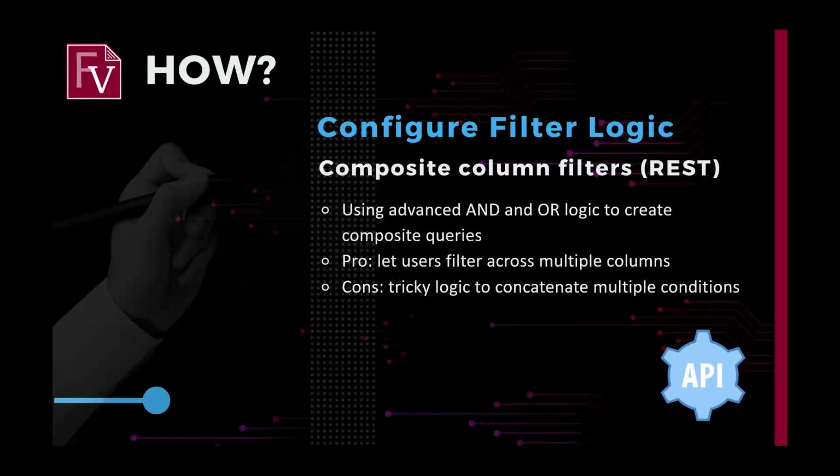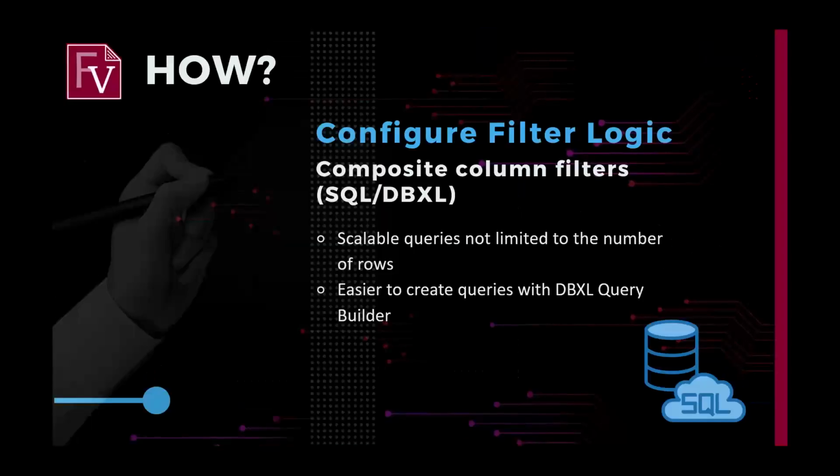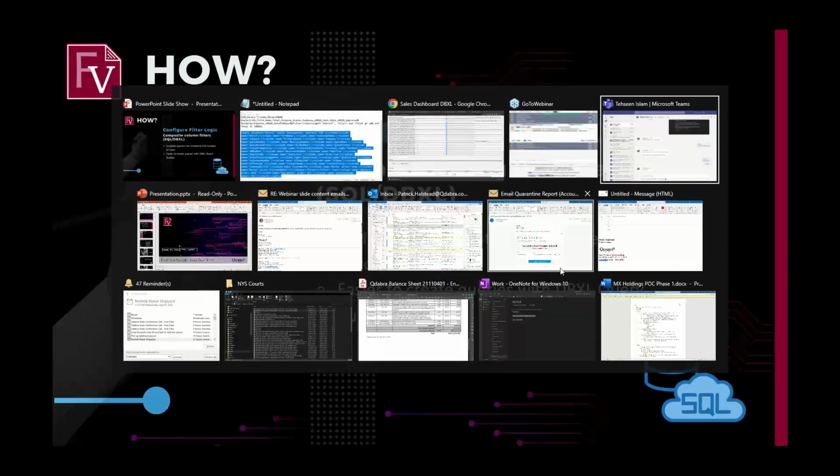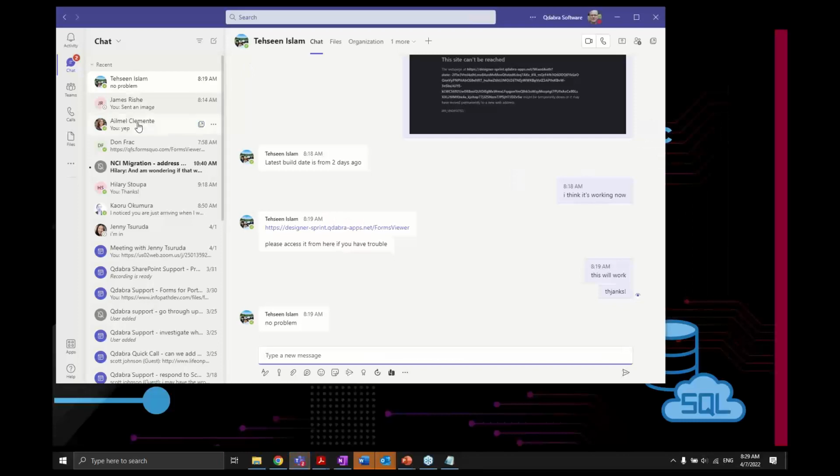So we're just going to wrap up here, but essentially, when you're configuring these filter logs, there's two ways to do it. There's REST, there's SQL. There are some benefits, pros and cons to each. In the SQL case, it's more scalable. It's easier to create the queries using the Excel builder, and that is the last demo here, to show you that. And then we're going to show forms design at the end.